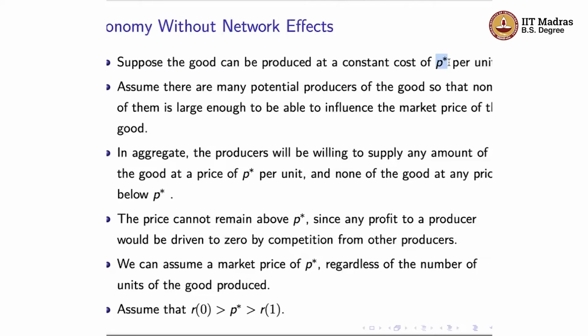Again, just to make the model tractable, let's assume that the P star that is given as a parameter here lies between R0 and R1. Why is this a good assumption to make? Because if P star is above R0, then nobody is going to be buying the good, so the equilibrium quantity in this market is going to be 0. And if P star is below R1, then everybody is going to end up buying the good. So these are not that interesting cases. We are going to be dealing with a situation where P star is between R0 and R1.